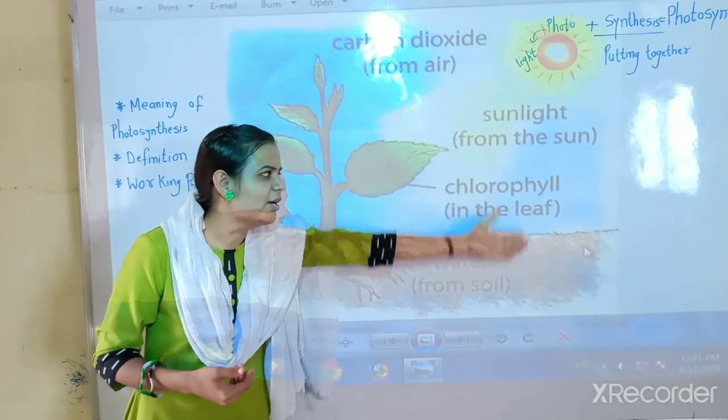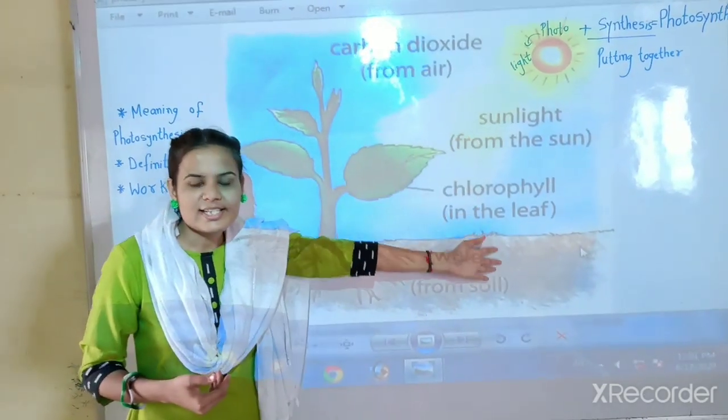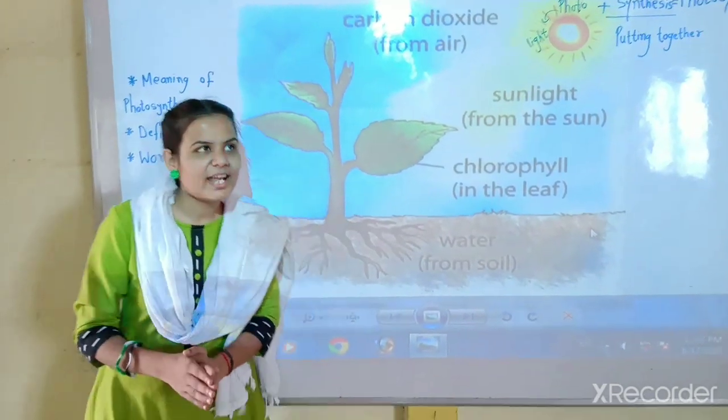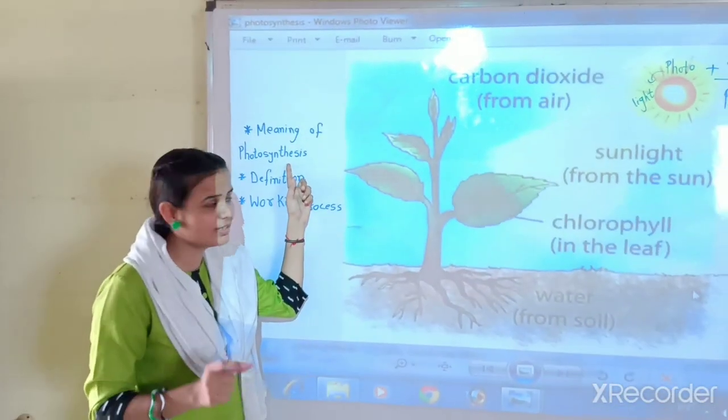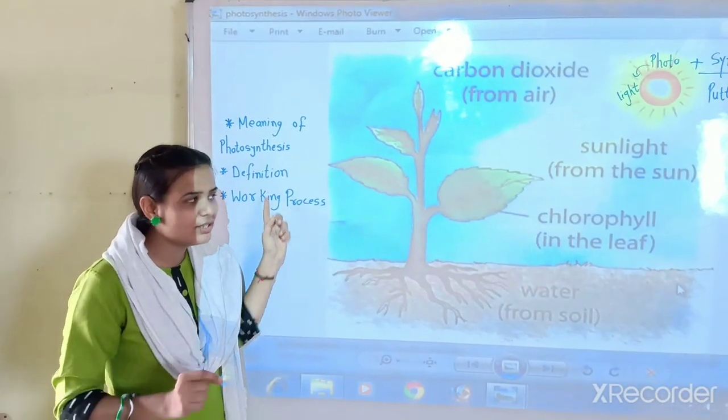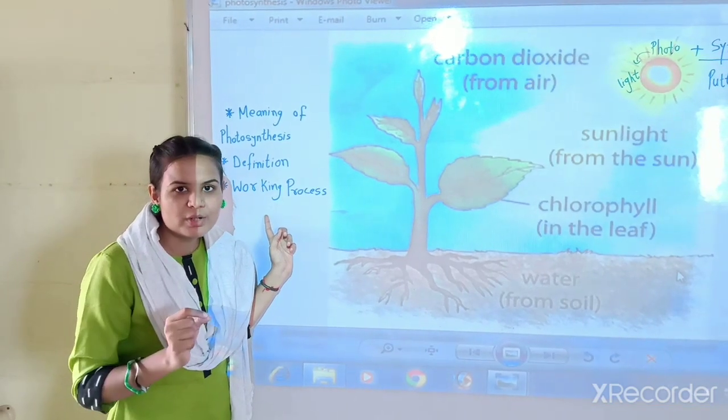Okay, so this is how the process of photosynthesis works. So students, we have seen the meaning of photosynthesis, the definition of photosynthesis, and how photosynthesis works.